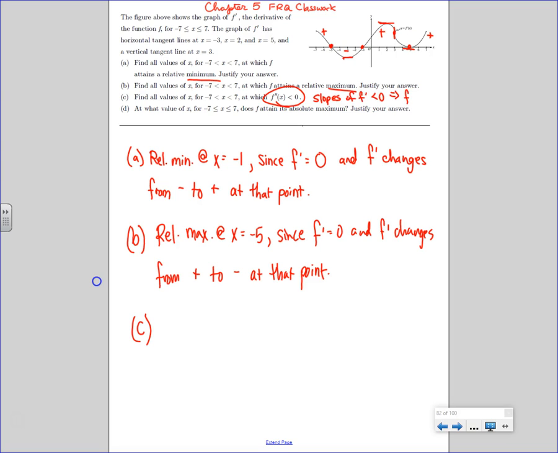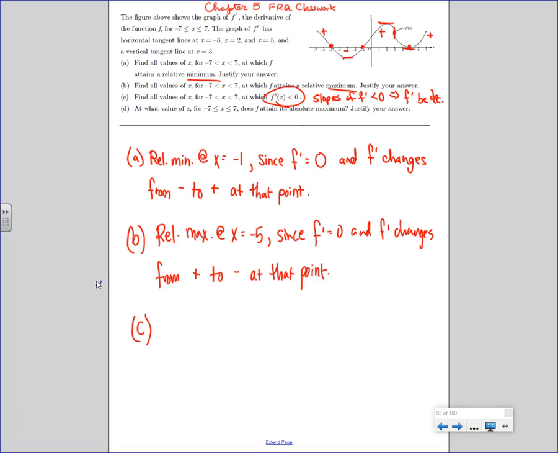Hence, when will F prime be decreasing? If the slopes are negative, what's F prime doing? Decreasing. Does that make sense? Cool. First, where is F prime decreasing? From everything before negative 7, negative 7 to negative 3.